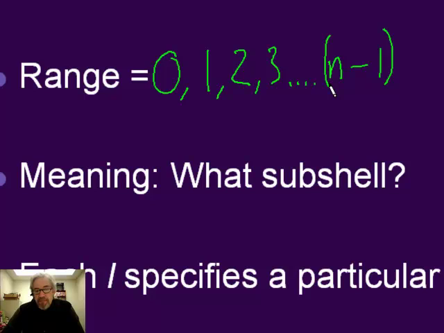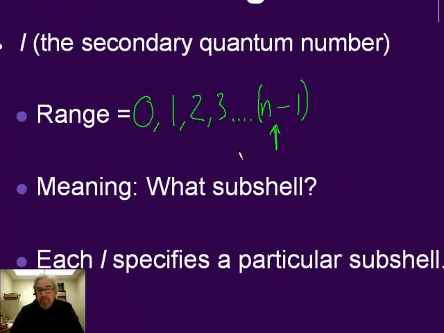So your shell is specified by your N value, and your N value limits the range of L. Every L number specifies a particular subshell. So if L is 0, that's one subshell. L is 1, that's another subshell. L is 2, that's another subshell within shell N.